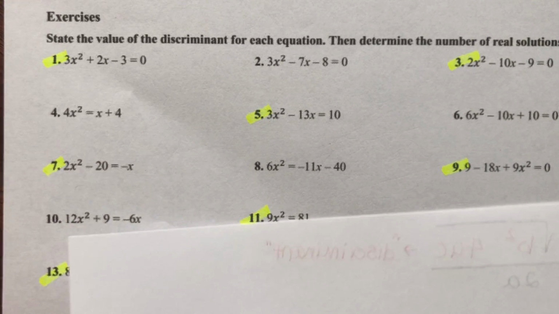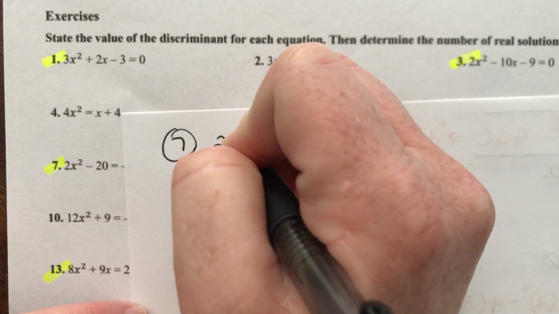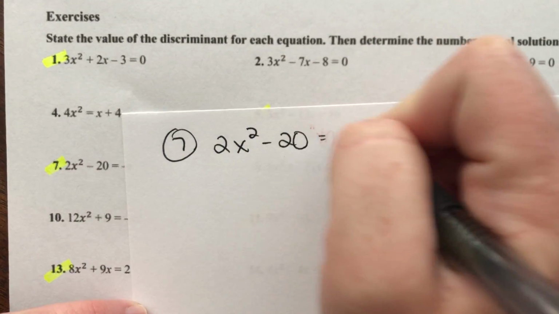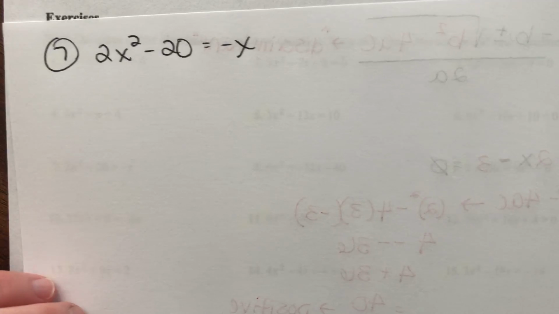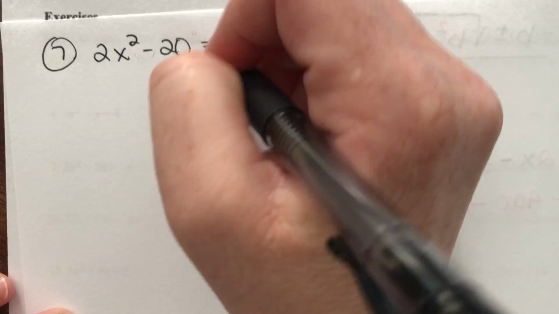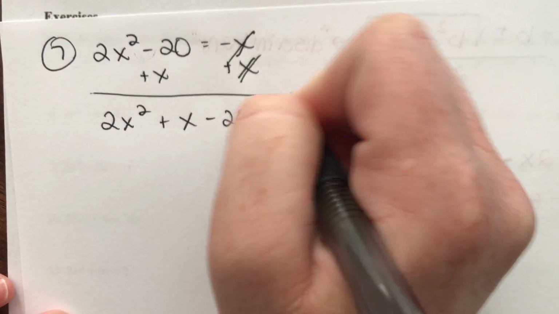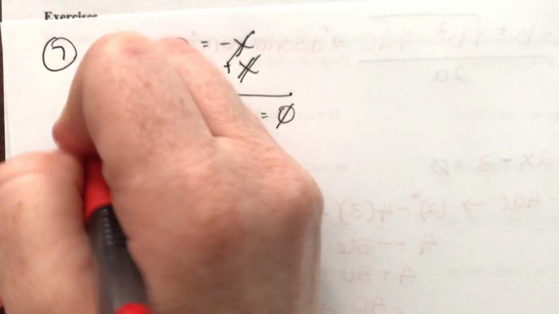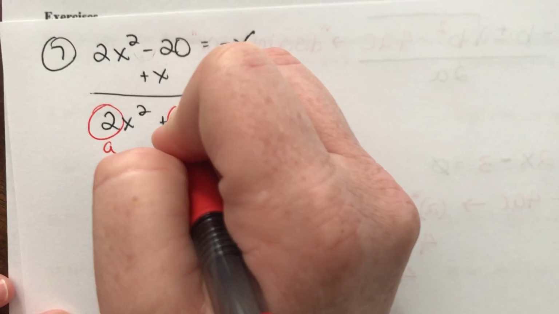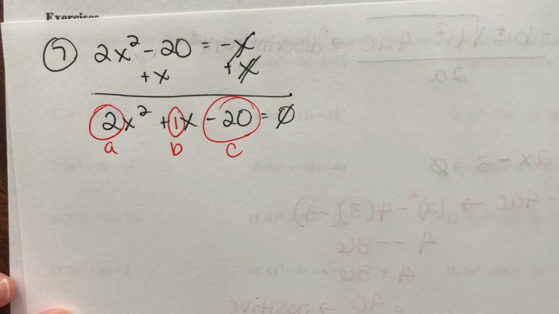All right, so then I have number 7. 2x squared minus 20 equals negative x. Okay, so obviously I got to move this guy over and he's going to go in between here. So I need to add x here, add x over here. These go away. 2x squared plus x minus 20 equals 0. And then I've got a. The number in front of x here is 1, so that's b. And c is negative 20.